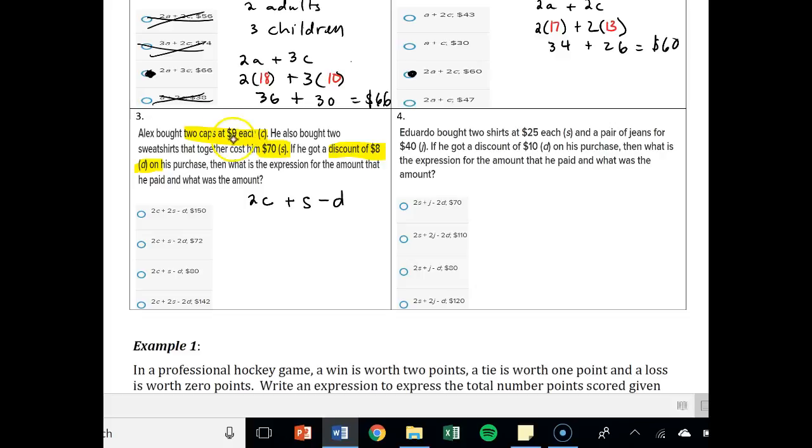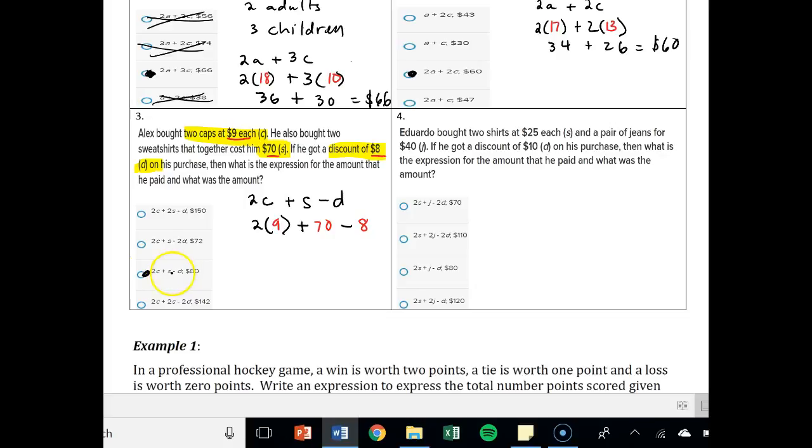So if we plug in, we got $9 each for the caps, $70 for the sweatshirts, and an $8 discount. So we have 2 times 9, because they were $9 each, plus this is the 70. Again, it's not 2 times 70, because it's not like they were each $70. And then minus the $8 discount, right? So first of all, the correct expression should have been this one right here.